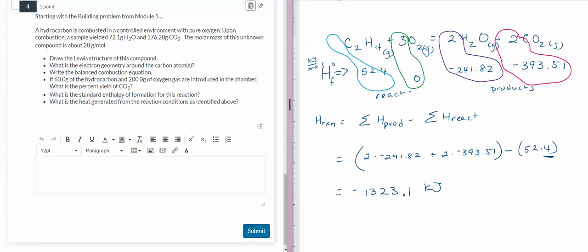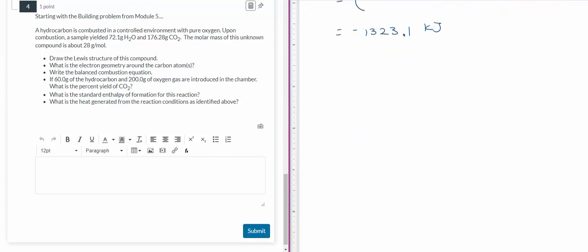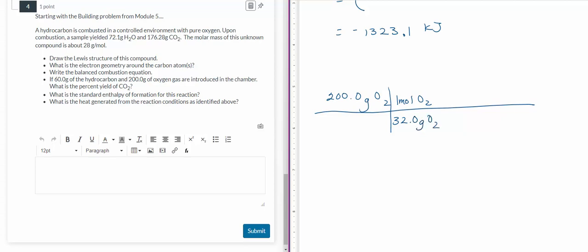So what is the heat generated from this reaction under the conditions as identified above? Well, this is the kilojoules per this reaction. So how many moles? Let's start with our limiting reagent. The limiting reagent was the 200 grams of oxygen. That is what's going to prevent any more energy from being produced, because once the oxygen is used up, we can't produce any more energy. So again, 99% of the time we see grams, we need to convert that into moles. 1 mole of diatomic oxygen has a mass of about 32.0 grams.